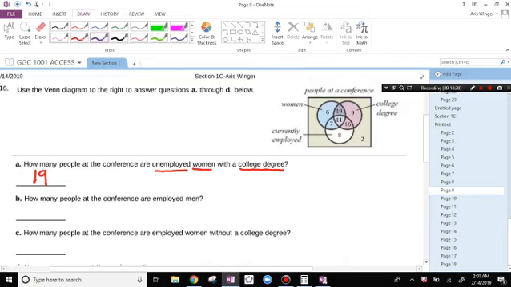How many people at the conference are employed men? Employed men, not women. Not women. Employed men. Right? Employed men. These 16, these 8 makes 24.